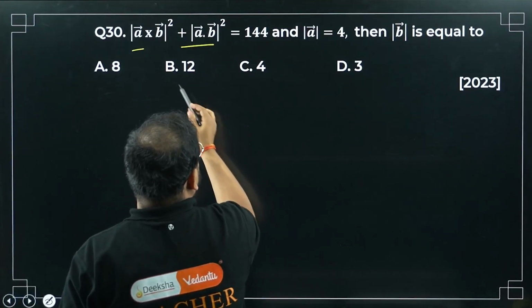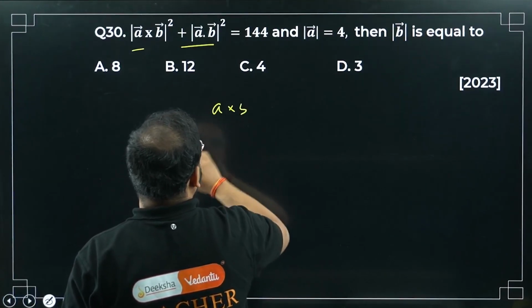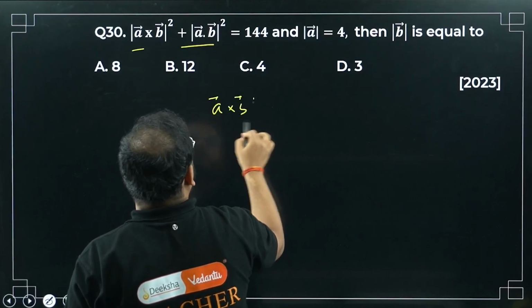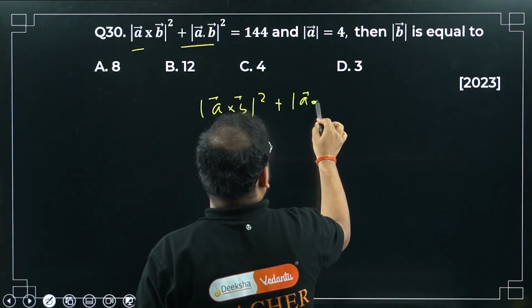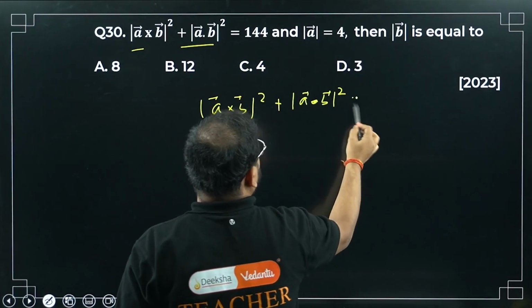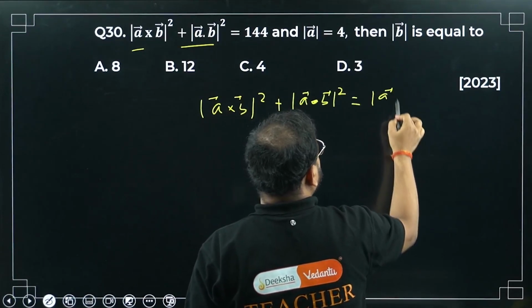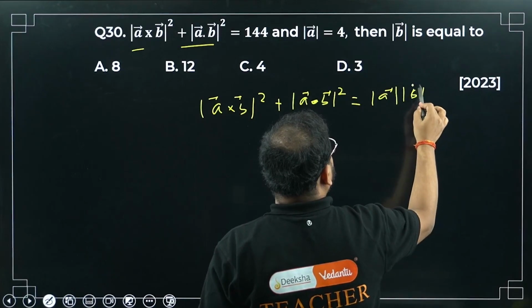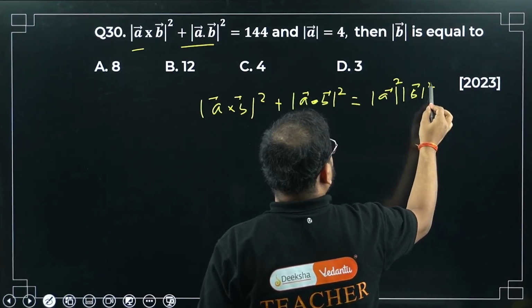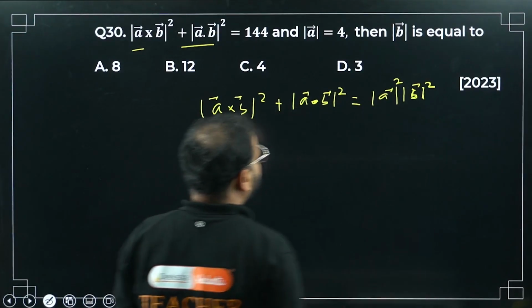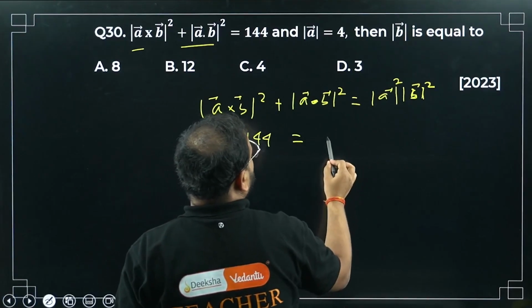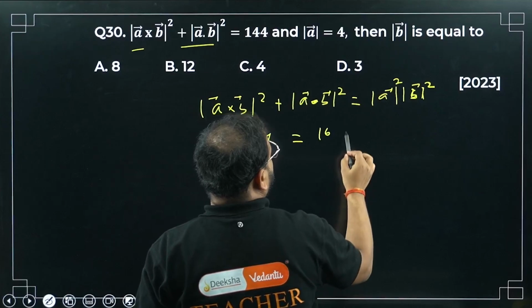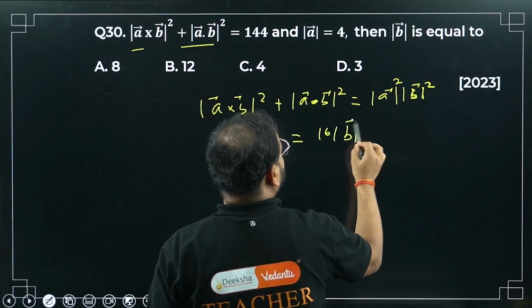Again, I can do what? Same thing. A cross B, whole square, plus dot product, the whole square, equals to what? The product of the squares of the vectors' magnitude. This is given as 144. This is given as what? 4 square, right? So 16, times of vector B the whole square.